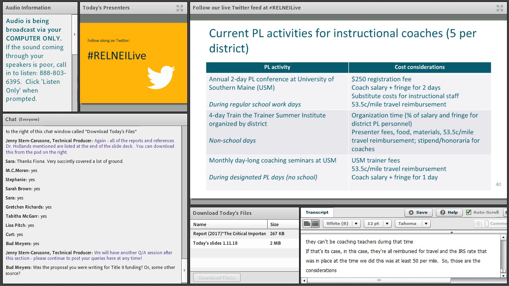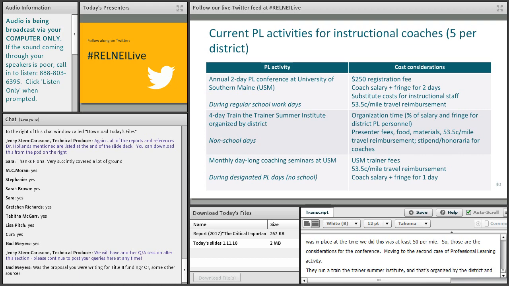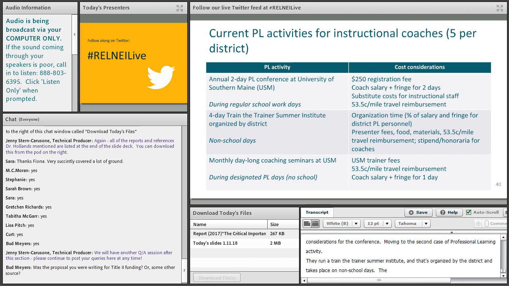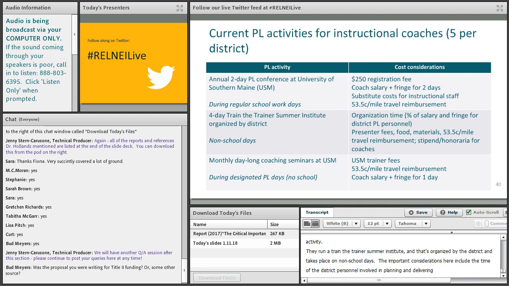Moving to the second type of professional learning activity. They run a Train the Trainer Summer Institute, and that's organized by the district and it takes place on non-school days. The important considerations here include the time of the district personnel involved in planning and delivering that session. So that would be calculated using a percent of salary and fringe benefits for those personnel. Then, of course, the obvious things, the presenter fees, the food, the materials, the travel reimbursement, and then whatever you're providing in terms of a stipend or honorarium for each coach.